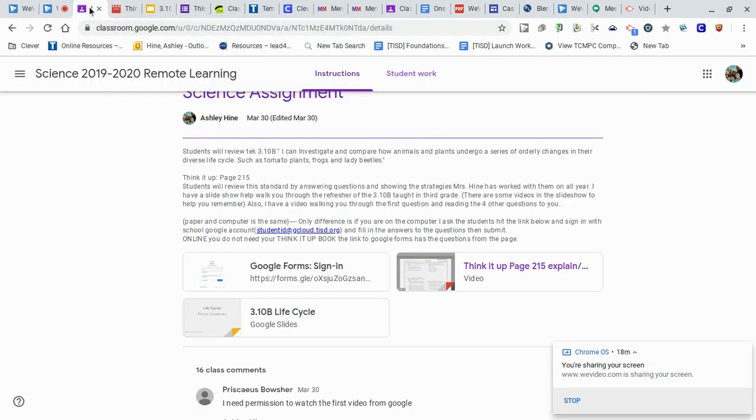So once you are all done, you'll submit your assignment, and then when I go here, it will show me that your student work is done. And that is all that is expected for science.